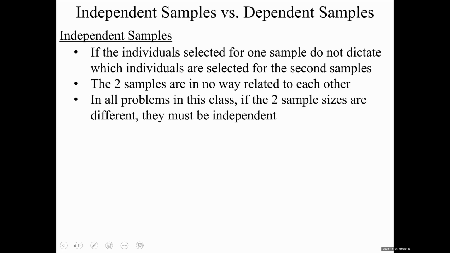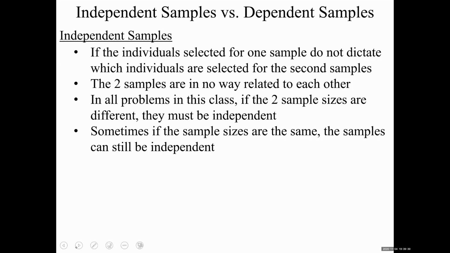And here it says in all problems in this class, if the sample sizes are different, they'll be independent samples, because dependent samples are kind of connected. If you draw 10 names, then you get a second set of 10 names. So if the sample sizes are different, we automatically know they're independent. That's not 100% true, but in this class, that's going to be true. So that's a quick way to know sometimes if samples are independent or not.